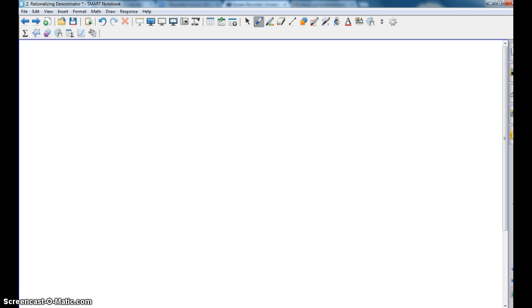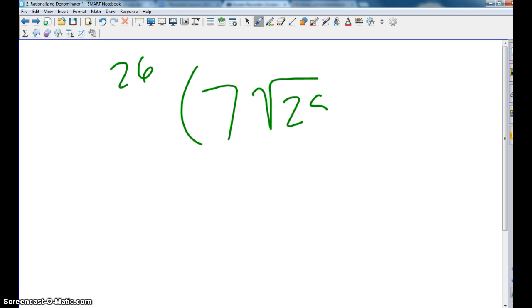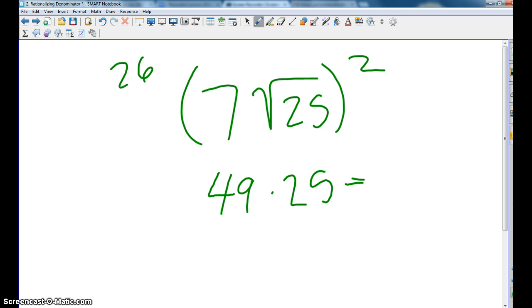I'm going to move on. Next one, 26. Do I even need to do this one now? Yeah. Let's do it by hand because I like it by hand better. 7 squared. 49. Square root of 25 squared. 25. So it comes down to, please ask your calculator, 49 times 25. So we okay with these? Because these will be on your quiz tomorrow, definitely.